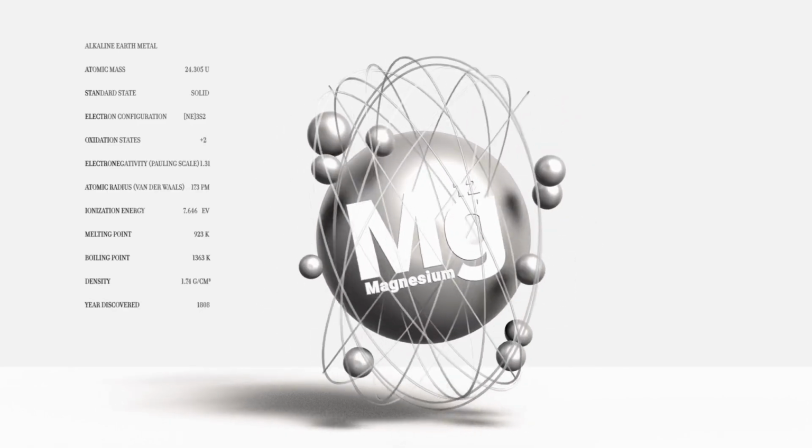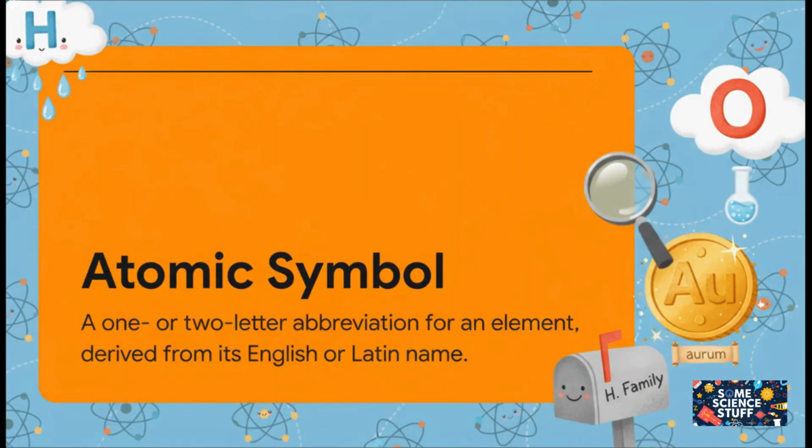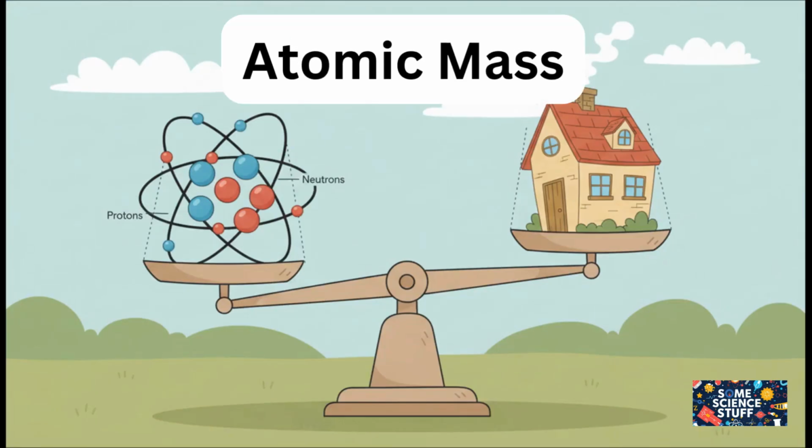and that number is what makes every single element in the city totally unique. Next up, you've got the atomic symbol. This is just a short 1 or 2 letter nickname for the element. It's kind of like putting the family name on the mailbox. H for hydrogen, O for oxygen. And a fun fact, some are based on old Latin names, which is why gold is Au from the word aurum. Pretty cool, right?